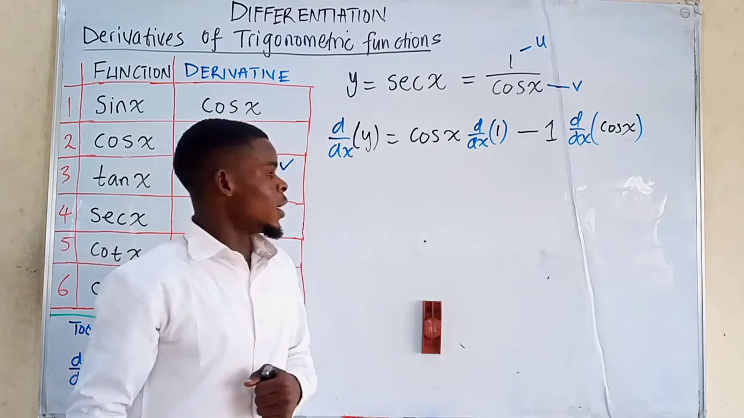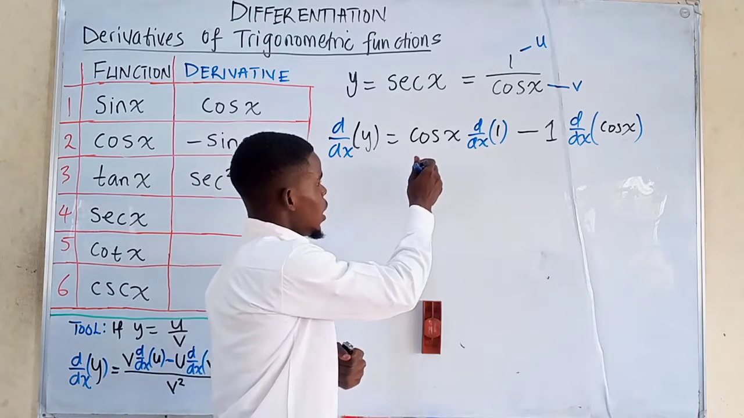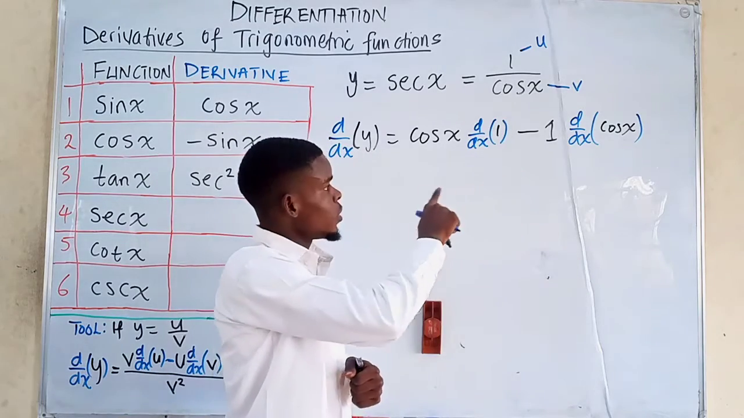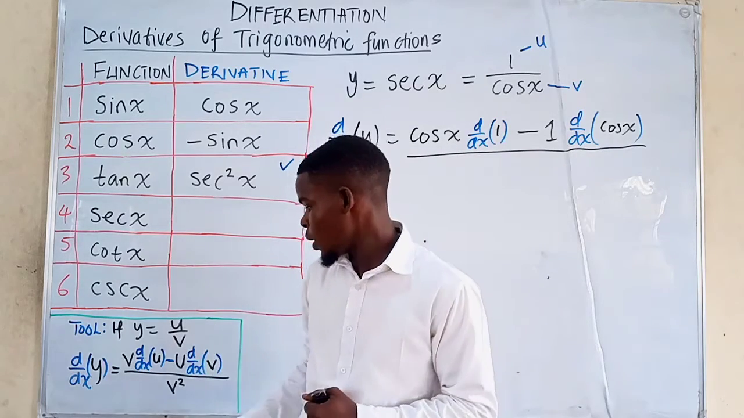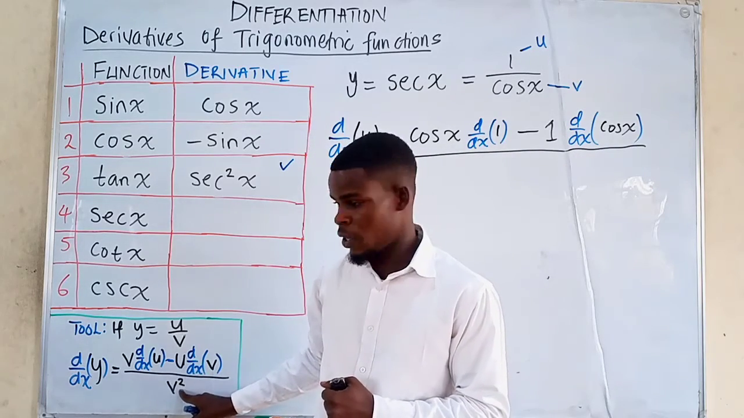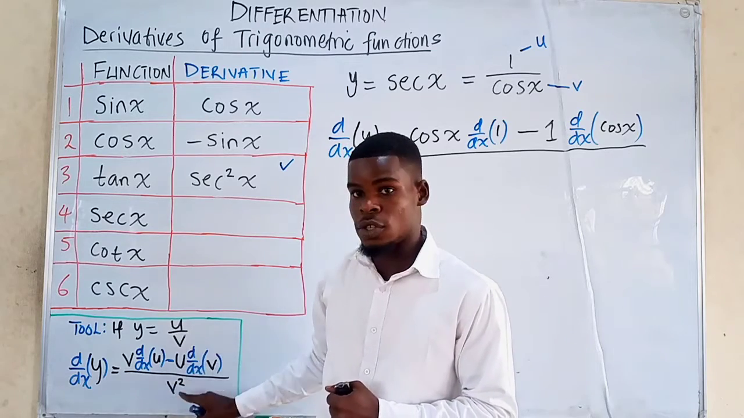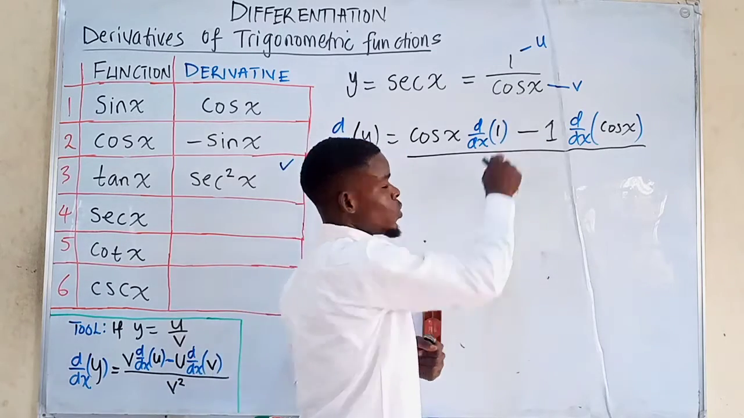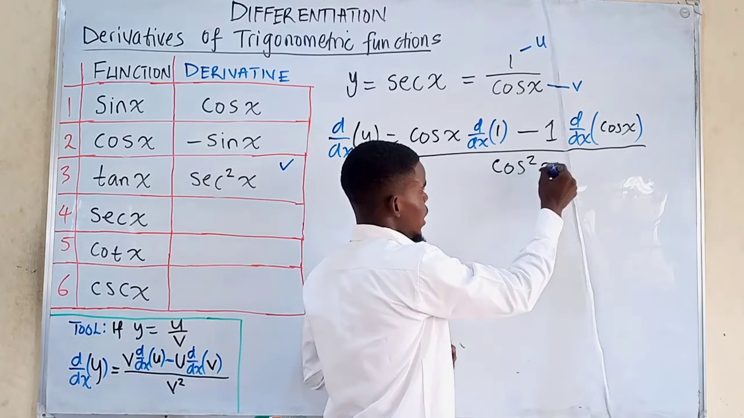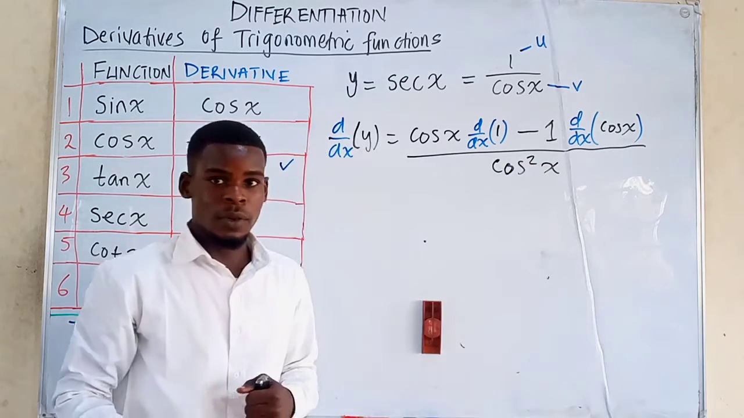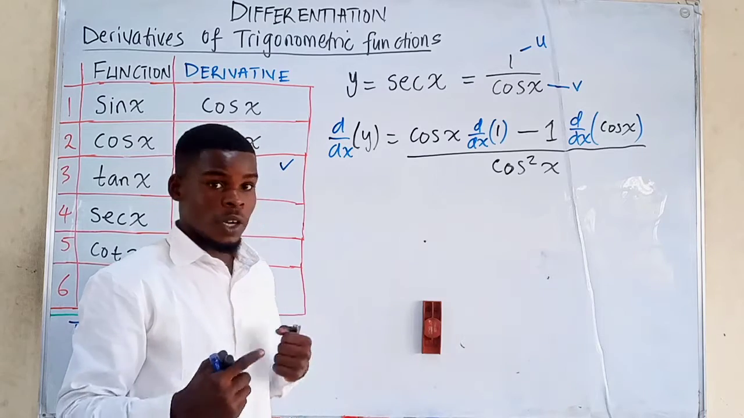Okay, and now what we have is just the numerator, and then we have to divide that by the denominator. In this case, it's going to be just v squared. So where v is the denominator, we just square that. So the denominator here is cosine of x, and then we just square that. That will become cosine squared x. When you square the cosine of an angle, you end up with cosine squared of that angle.